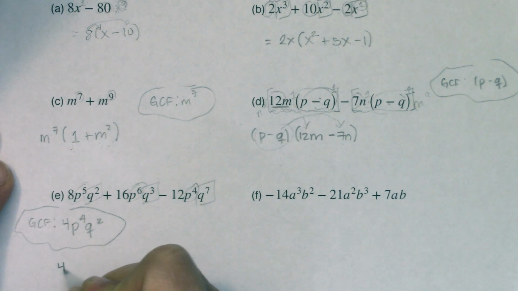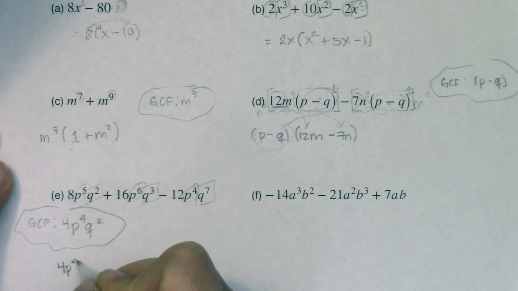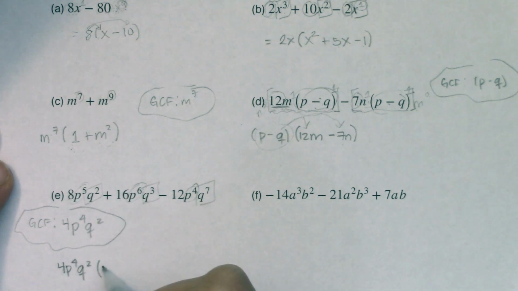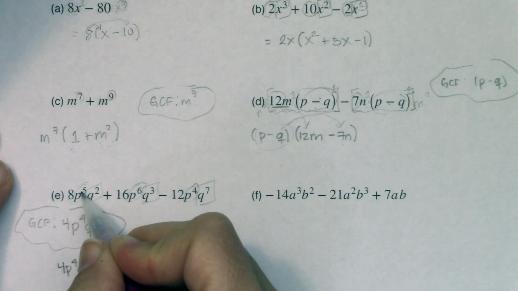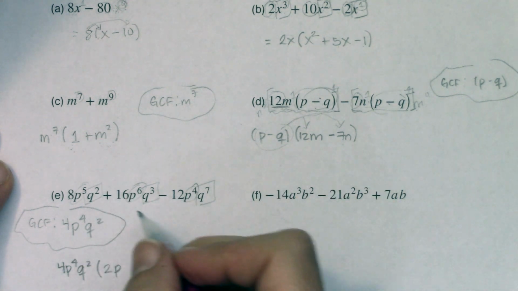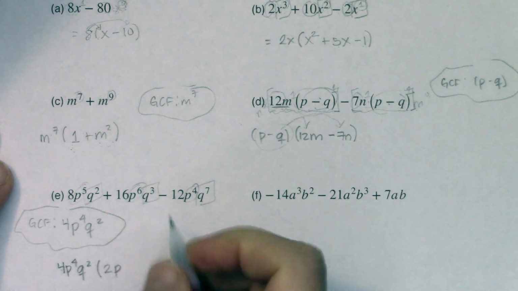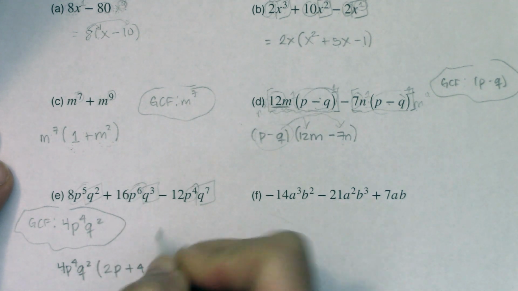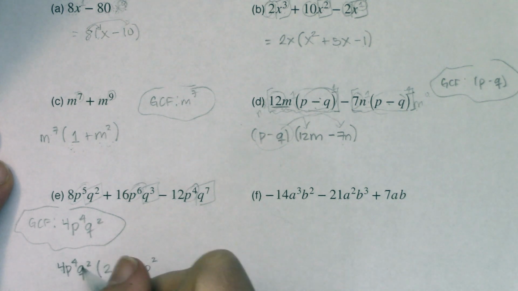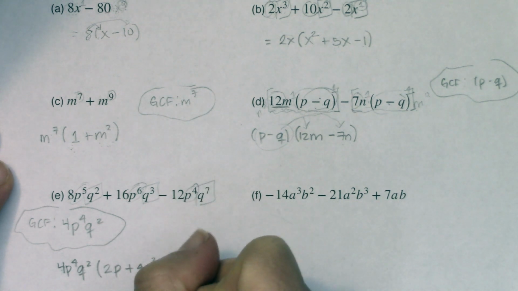I have 4P to the 4th, Q squared. And let's see what's left over. All right, 4 to get to 8 is going to be 2. P to the 4th to get to P to the 5th, P. Q squared to Q squared, I don't need anything. All right, 4 to get to 16, I'm going to do plus 4. P to the 4th to get to P to the 6th, P squared. Q squared to get to Q cubed, Q.